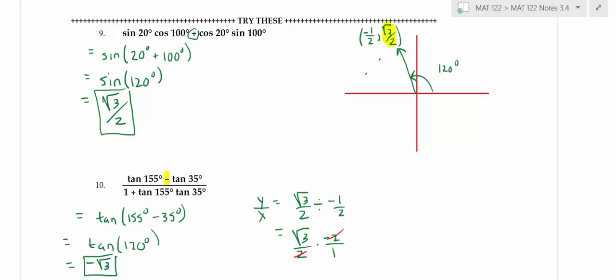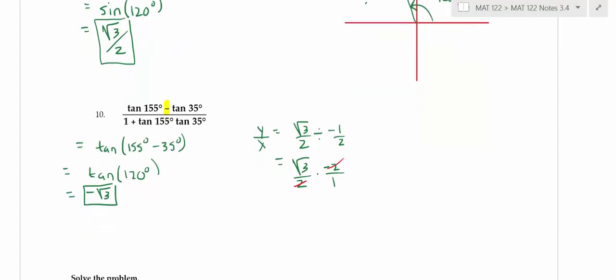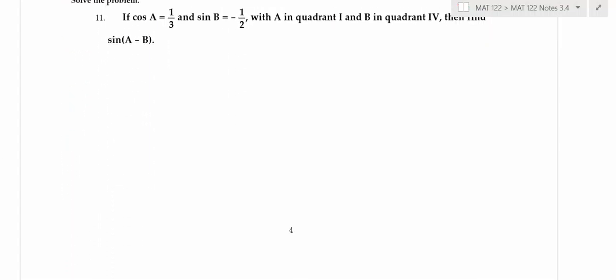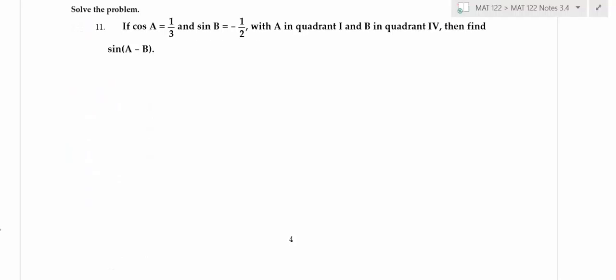So that's what the tangent of 120 degrees is. So you can use that identity to get that. Okay, now, number 11, a little bit harder problem. This is more of an analytic problem to help you learn your identities a little bit better.